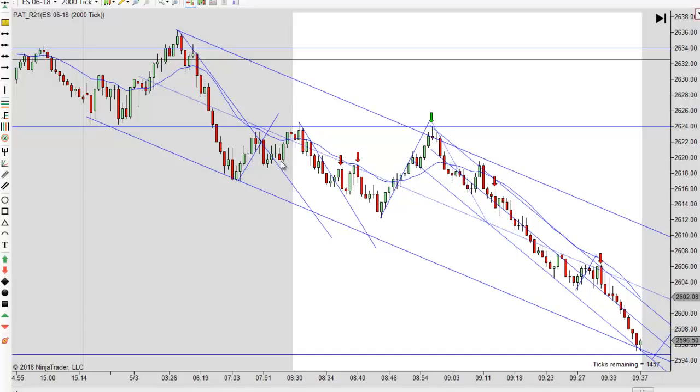And so even though this does turn down and go up and gives you a second entry long and a failed second entry short, but look at, there's a bunch of congestion right there, a doji.